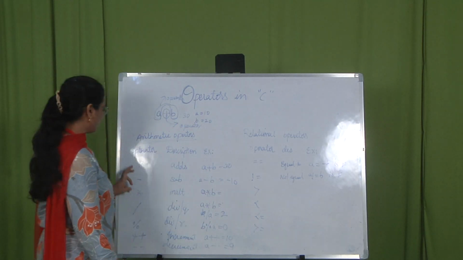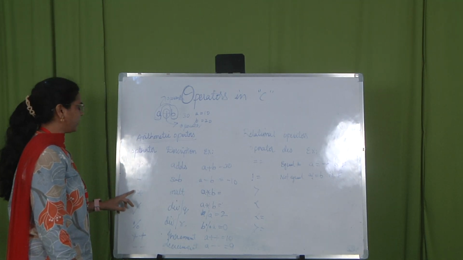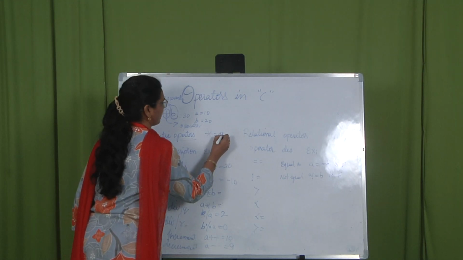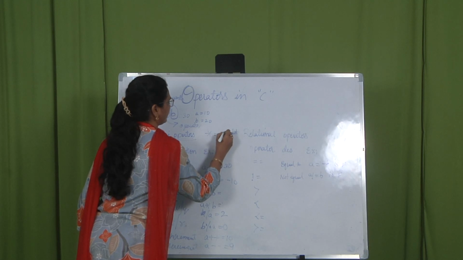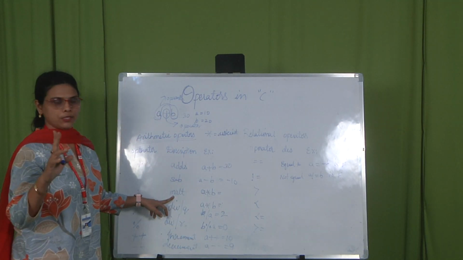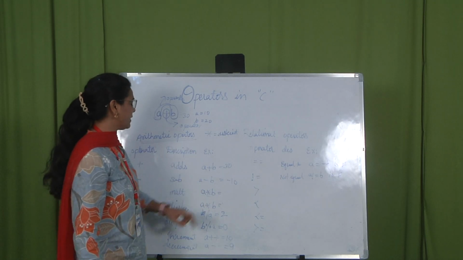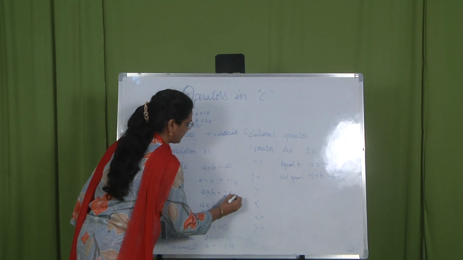Now let us move to the next type of operator, multiplication. Multiplication is done with a symbol called asterisk. This symbol is used to multiply two numbers. A is 10 and B is 20, so you get the result A into B, that is 10 into 20, which gives 200.